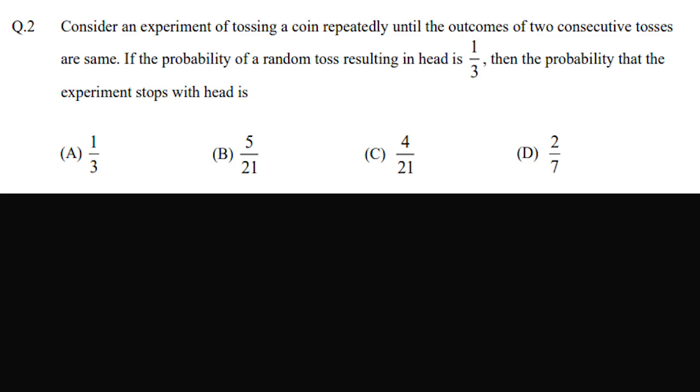Now the question is, consider an experiment of tossing a coin repeatedly until the outcomes of 2 consecutive tosses are the same. If the probability of a random toss resulting in heads is 1 by 3, then the probability that the experiment stops with head is. Now for this particular coin, probability of getting a head is 1 by 3 and probability of getting a tail is 2 by 3. Now we need to find the probability that the experiment stops with head. It terminates in heads if you have 2 consecutive heads before 2 consecutive tails.